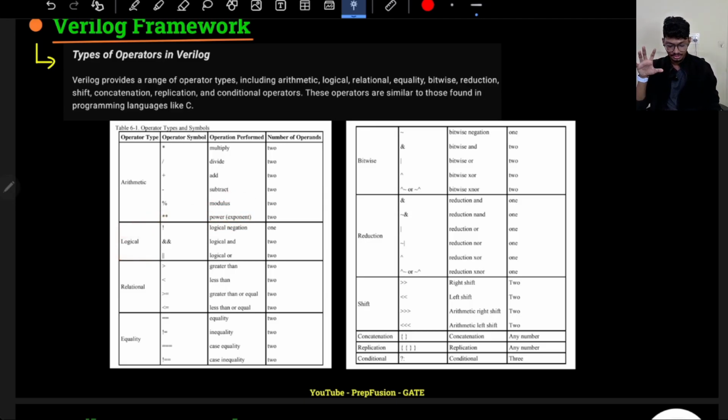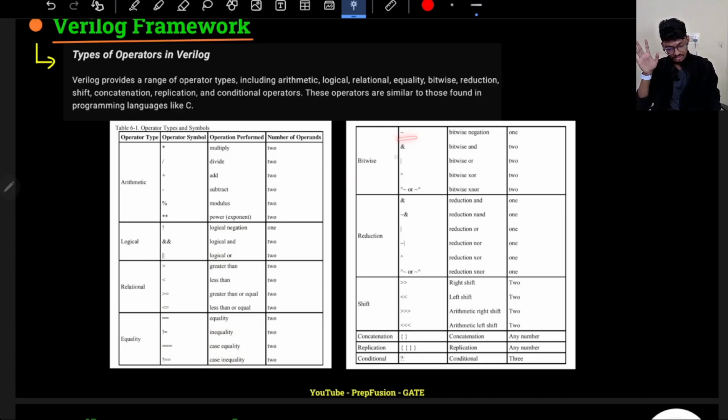Then we have logical operators: logical negation, logical and, logical or. Then we have relational operators, which are greater than, less than, greater than equals to, less than equals to. Then we have equality operators: equal equals to, not equals to, triple equals to, that is case equality, and not case inequality. We'll understand this later on.